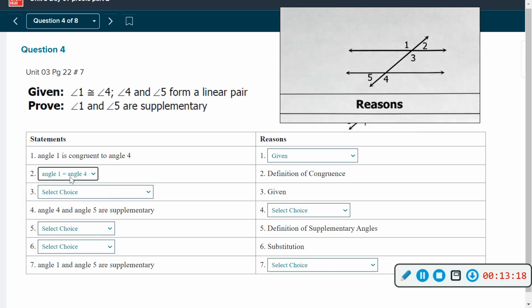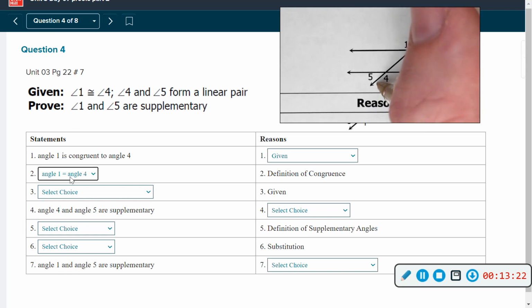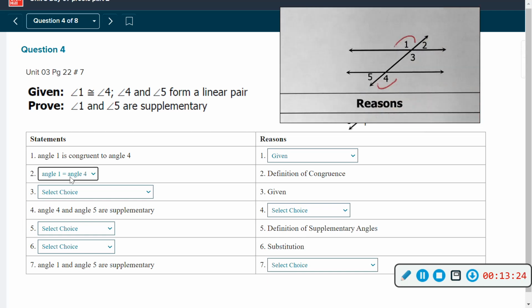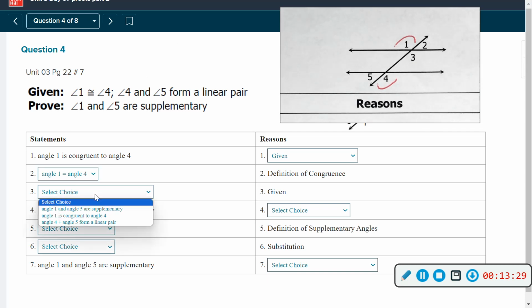And as soon as we say things are equal or congruent, we mark up our paper. Hopefully that will help us out later. So 1 and 4 are equal to each other. Now, what was the other given? Well, we said 4 and 5 are linear. So let's see. Yeah, right there. 4 and 5 are linear.